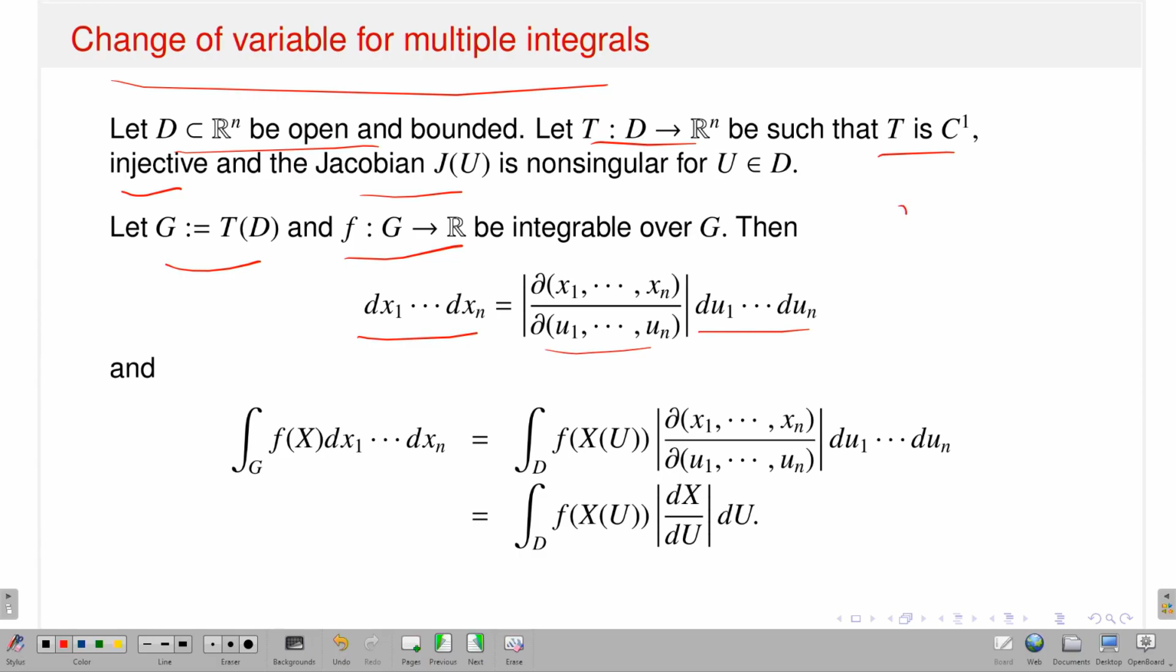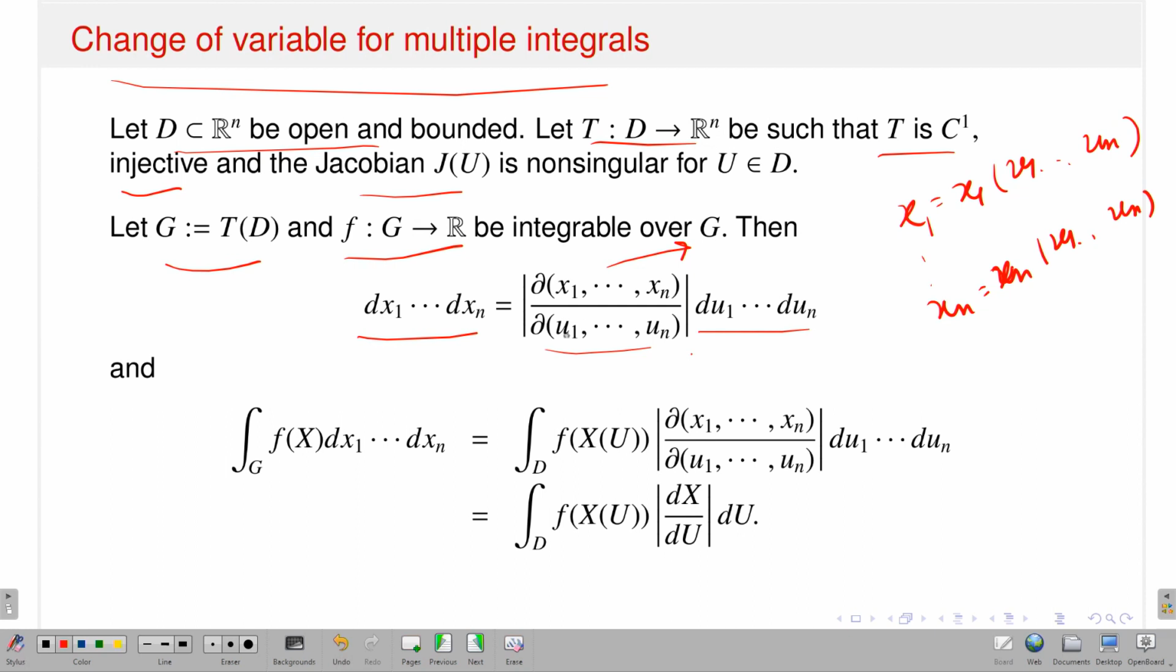In other words, you have the functions x1 which is x1 of u1, u2, ..., un, up to xn which is xn of u1, u2, ..., un. These functions are nice, meaning the partial derivatives exist and are continuous. Then this is the Jacobian of the transformation T at the point u. First you consider the Jacobian matrix, which is an n cross n matrix. If I take the determinant of the Jacobian matrix, it is called the Jacobian, and then you have to take the absolute value.